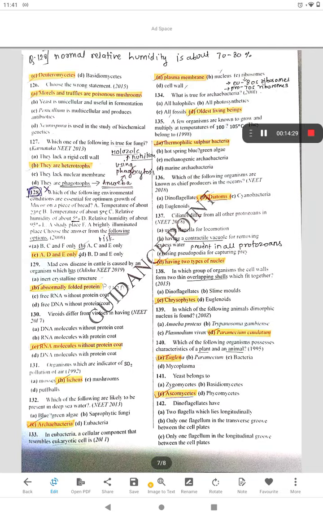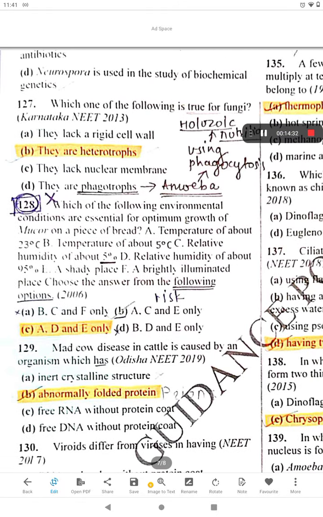128 says that which of the following environmental conditions are essential for optimum growth of mucor on a piece of bread? A says that temperature of about 23 degrees Celsius. B says that temperature of about 5 degrees Celsius. C says that relative humidity of about 5%. D says that relative humidity of about 95%. E says that a shady place. F says that a brightly illuminated place. Choose the answer from the following options.